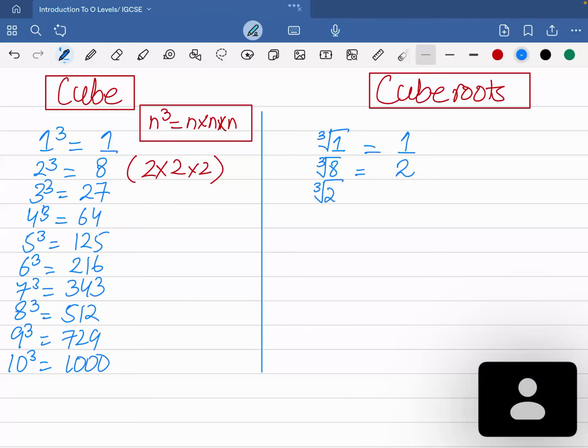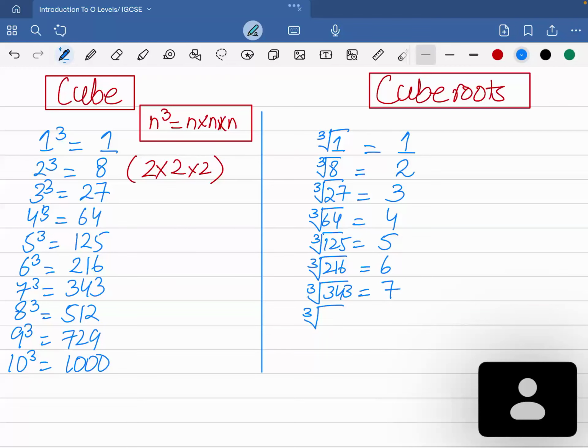Cube root of 27 is 3. Cube root of 64 is 4. Cube root of 125 is 5. Cube root of 216 is 6. Cube root of 343 is 7. Cube root of 512 is 8. Cube root of 729 is 9. And cube root of 1000 is 10. Agree or not, everybody? Yes, sir. Any questions so far? No, sir.